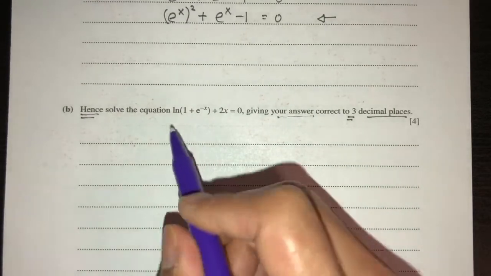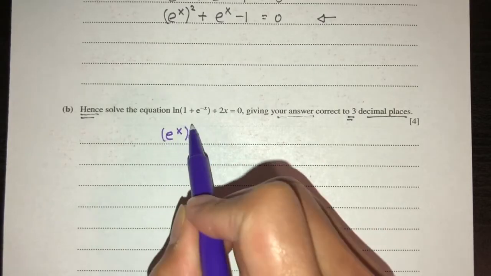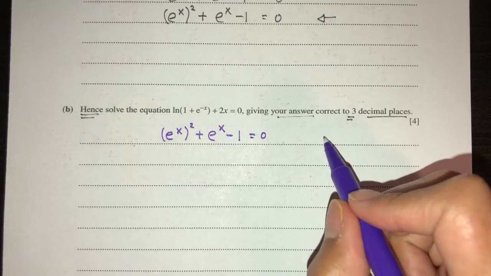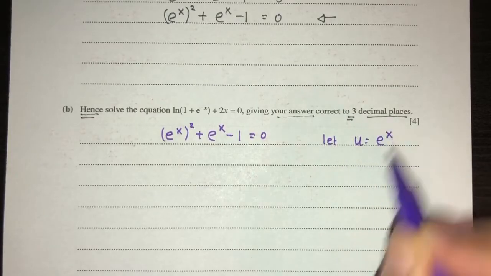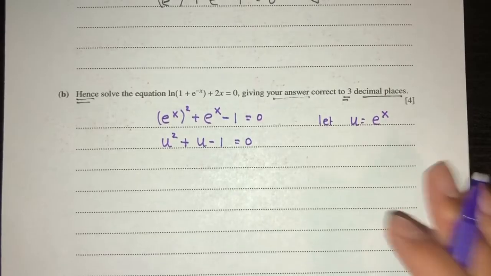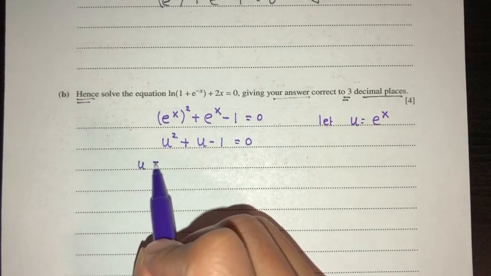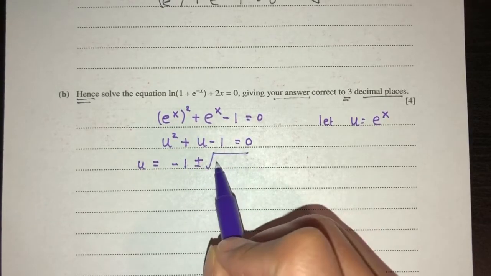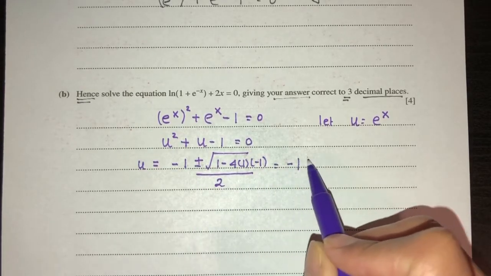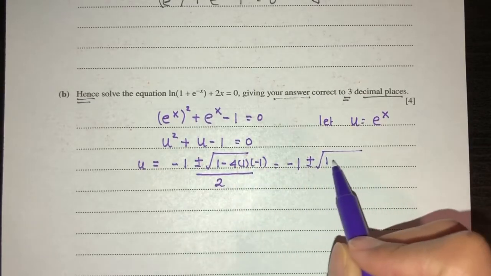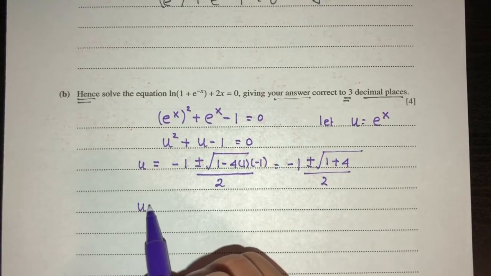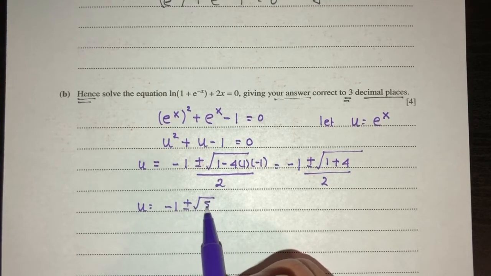Okay, so we have exponential squared plus exponential power x minus 1. Now if you don't like working with this, we can let u equal to exponential power x. So that will be u squared plus u minus 1 equal to 0. So now we have to use our formula. So u is equal to minus b plus minus root of b squared minus 4 times a times c, all this divided by 2a. That will be minus 1 plus minus root of 1 plus 4, so 1 minus minus becomes plus 4, and that will be over 2. So u will be minus 1 plus minus root 5 over 2.